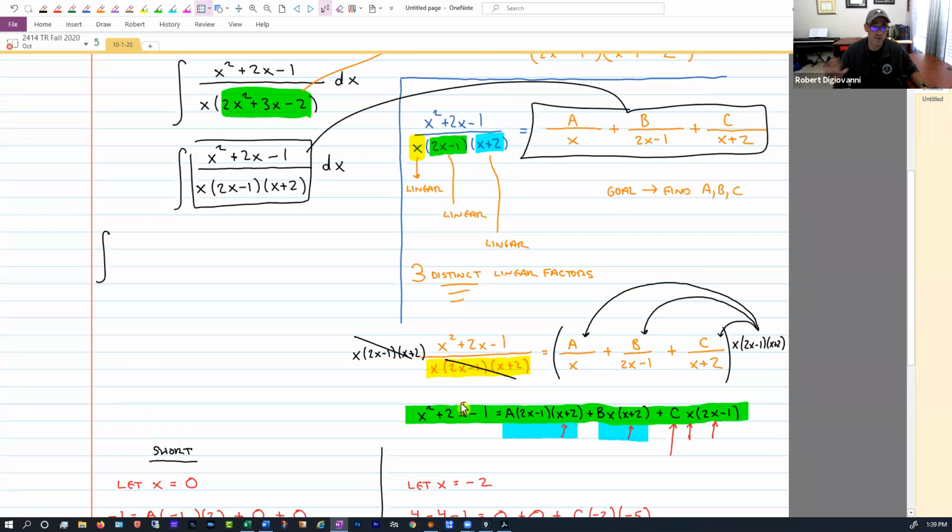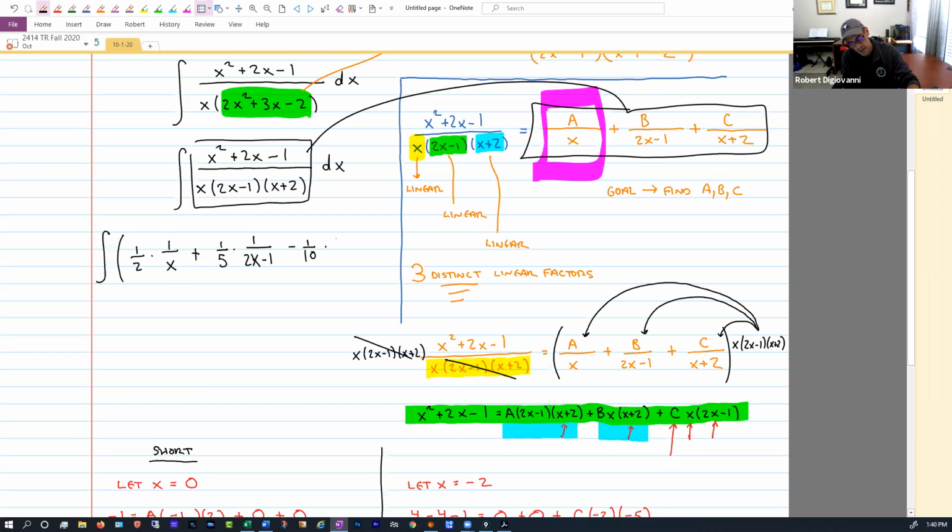So watch the way I write this. And I think when I write it, you'll appreciate why I'm doing it this way. All right, first thing I'm gonna write is what you see here in that purplish color, A over X. But instead of writing 1/2 over X, I'm gonna write 1/2 times 1 over X. So really what I did is I just pulled the 1/2 out front. I'm gonna do the same thing on the next one. B was what, 1/5? So I'm gonna do 1/5 times 1 over 2x minus 1. And then the last one, C was -1/10, so I'm gonna pull the -1/10 out as a constant, and then I have 1 over x plus 2, dx.